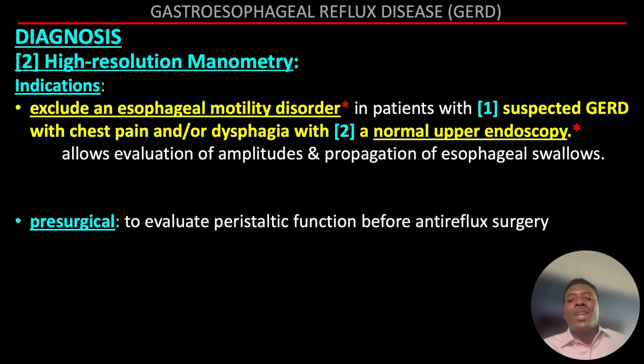Let's say they have odynophagia, dysphagia, and you do an upper endoscopy, which is the first diagnostic test, and it's negative, then you may consider doing a high resolution manometry. In other words, I want to measure the pressure of the lower esophagus and see what happens. This could be helpful to rule out esophageal motility disorders that can mimic GERD. Also, if you decide to do surgical management of GERD, we sometimes will do manometry prior to doing surgery.